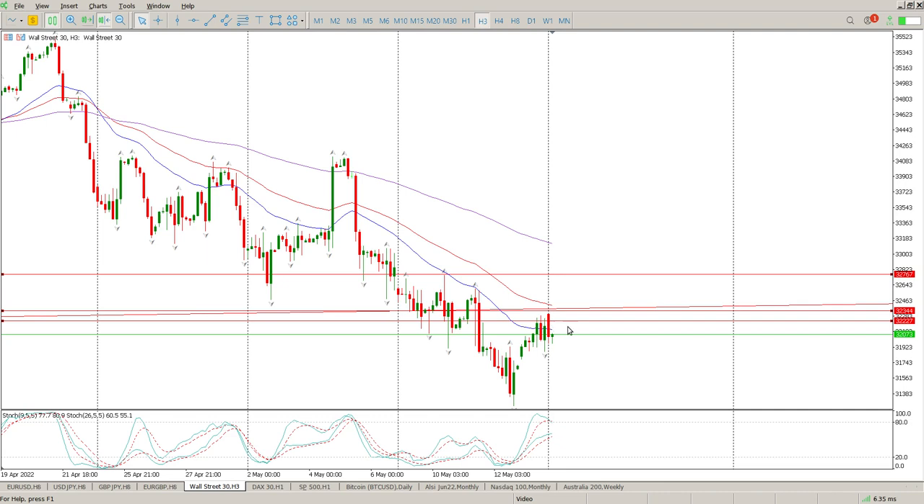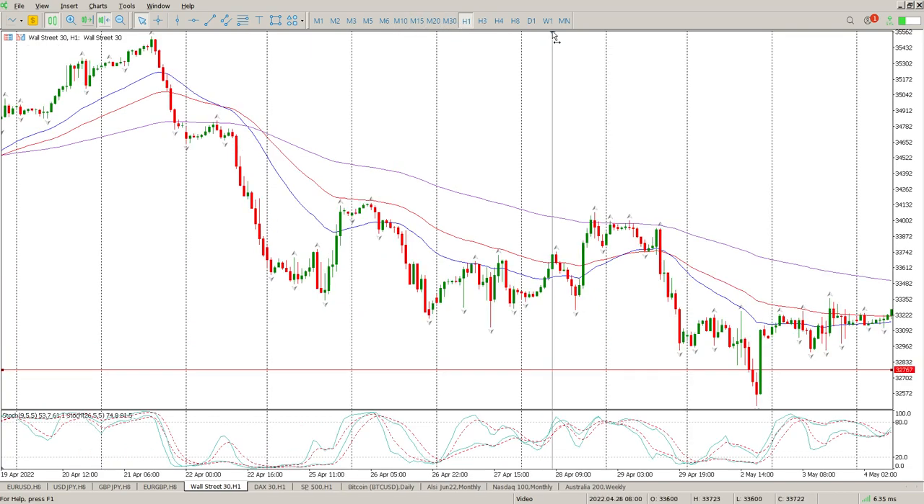That basically is indicating that we're probably coming back to test this area for another leg down. Nice big juicy gap to the downside as well. So let's just get down to what we can trade today.